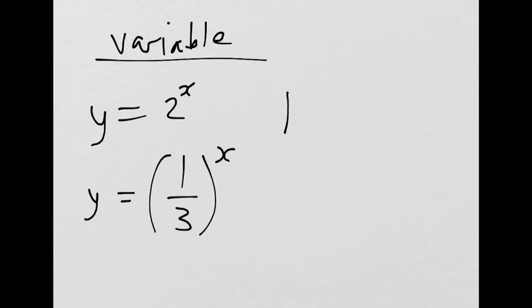The half-life formula is N equals N naught times 1/2 to the power of t over h, I think. Yeah, I'm pretty sure that's the half-life formula.